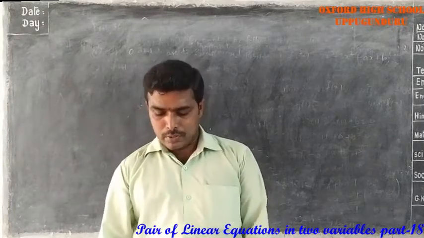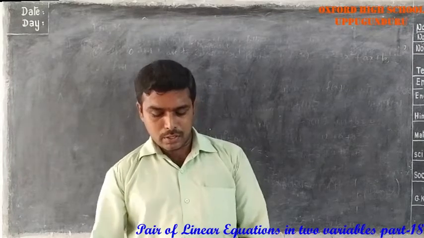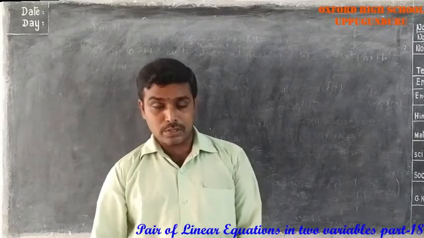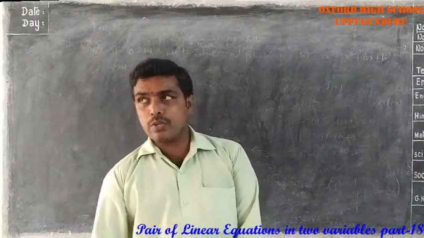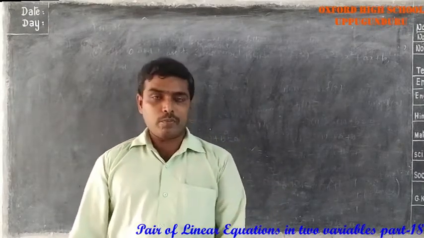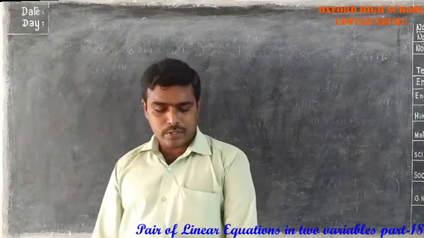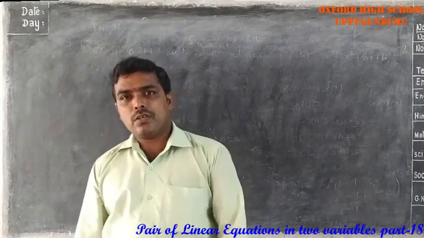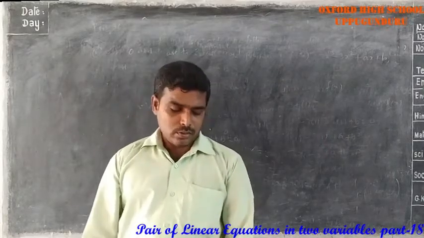In the fourth chapter, pair of linear equations in two variables, except graphs, all the remaining problems we completed in the previous sessions. Today we will discuss graphs. So how to represent a pair of linear equations in the graph. By using the graph, how you can check whether those pair of equations represent parallel lines, coincident lines or intersecting lines.